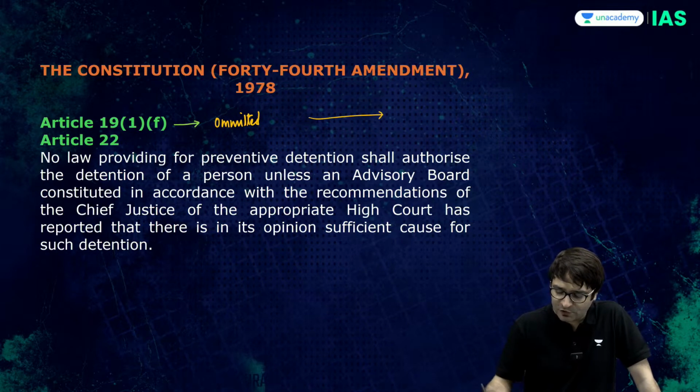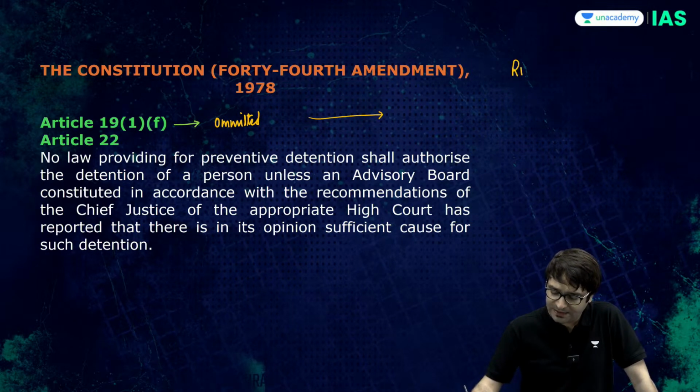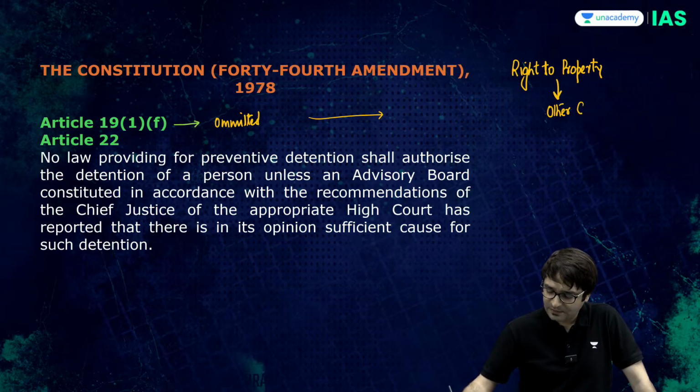And in fact, because of the 44th Constitutional Amendment Act, this right to property, which was previously a fundamental right, was dropped from the list of fundamental rights. It became another constitutional right. Under which article? Article 300A.